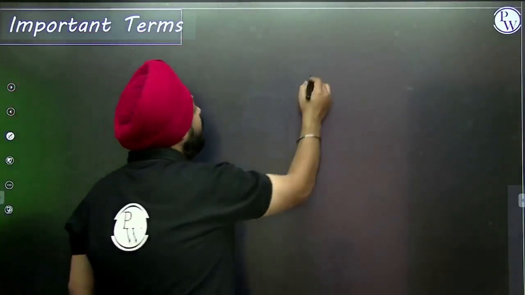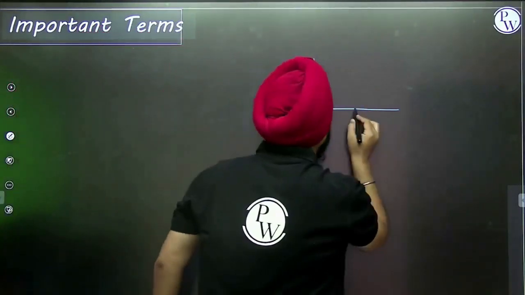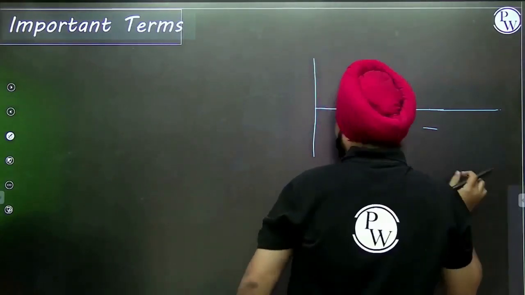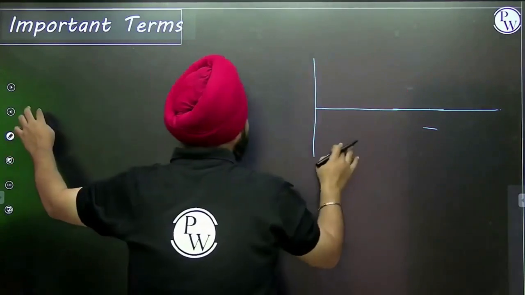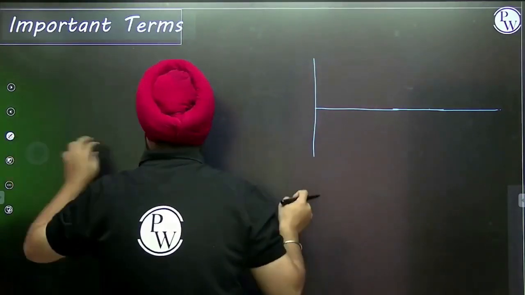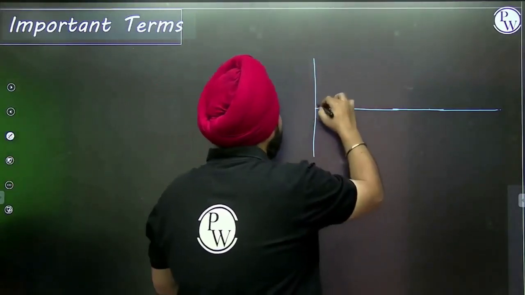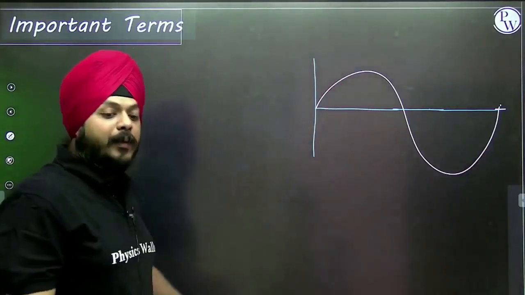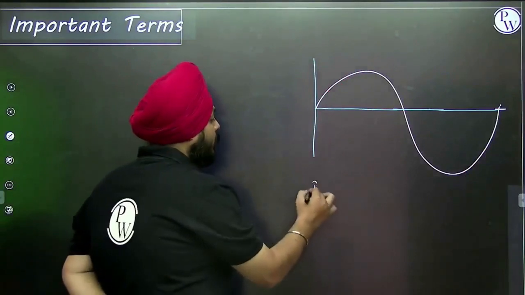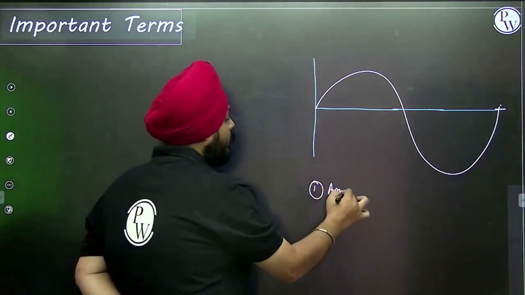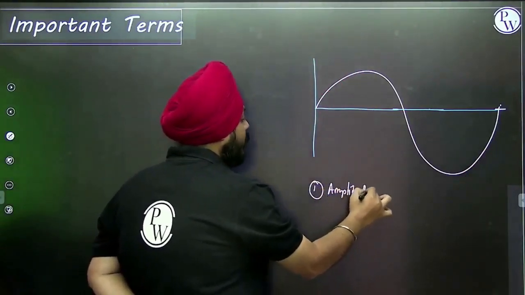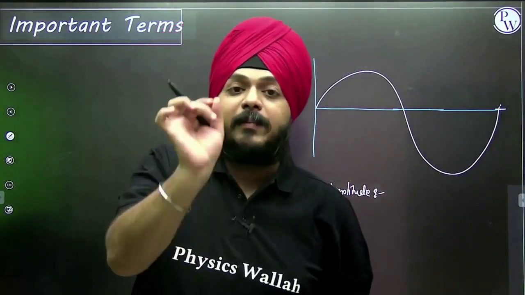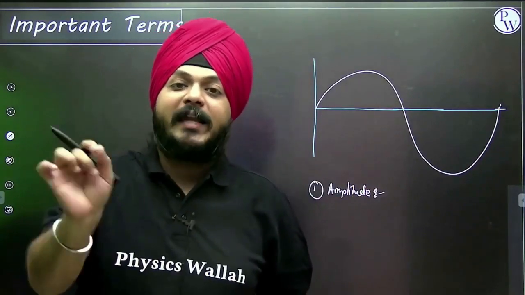Now let's see some important terms related to it. Now what will be its wave equation? First of all, we are going to see some of the important terms, then we are going to correlate that with the wave equation. Suppose here the wave is formed. So the first parameter: amplitude, the maximum displacement of a particle.